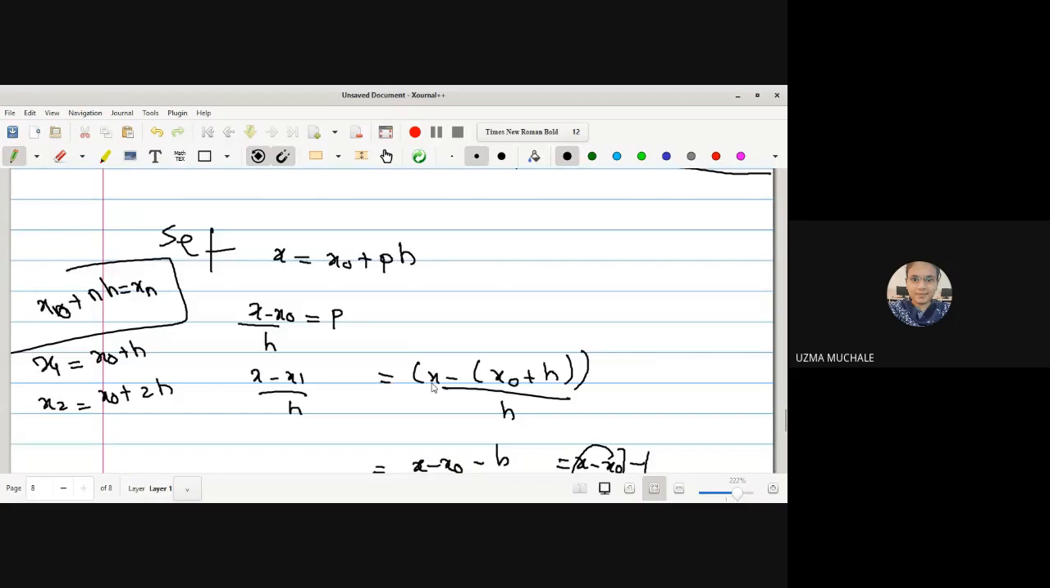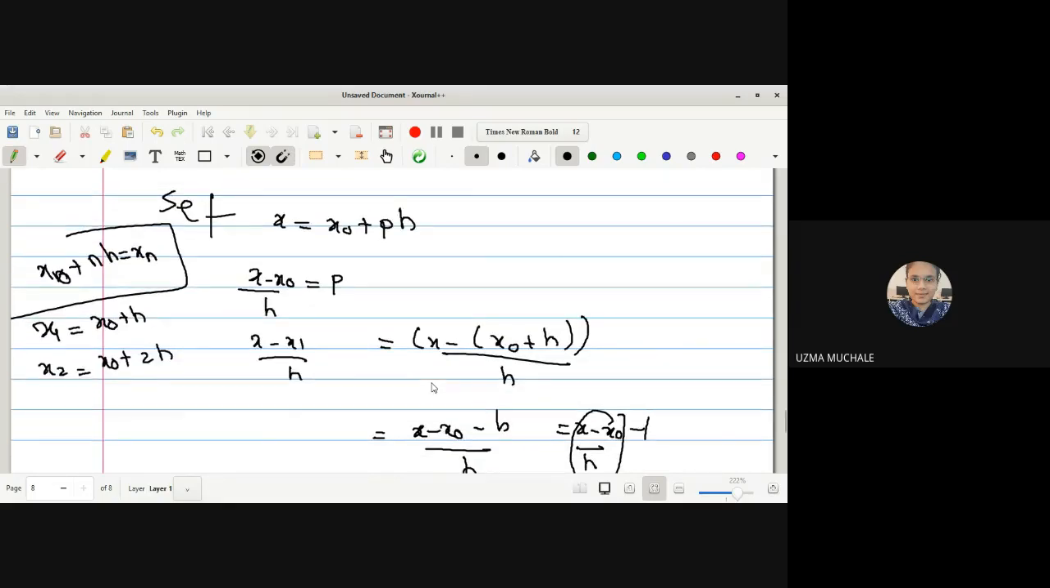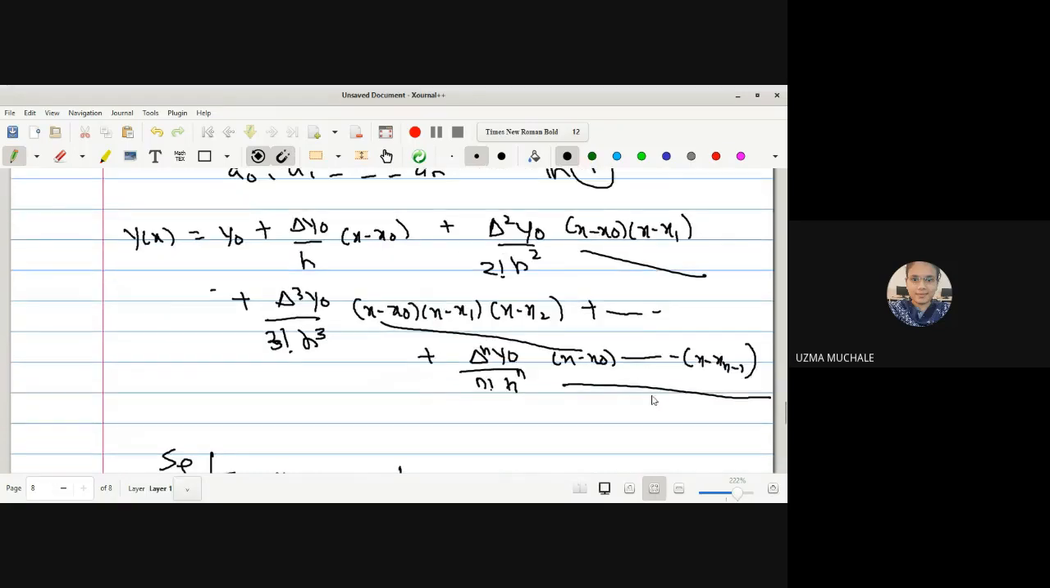See carefully what we have done. Simply we have used the relation xn is equal to x naught plus n into h. Now we have set x is equal to x naught plus p into h. Putting x is equal to x naught plus p into h, we get the value of p as x minus x naught divided by h. Similarly, we have to find x minus x1 divided by h. You can see here, these are the things we have to put: x minus x naught divided by h, x minus x1 divided by h.